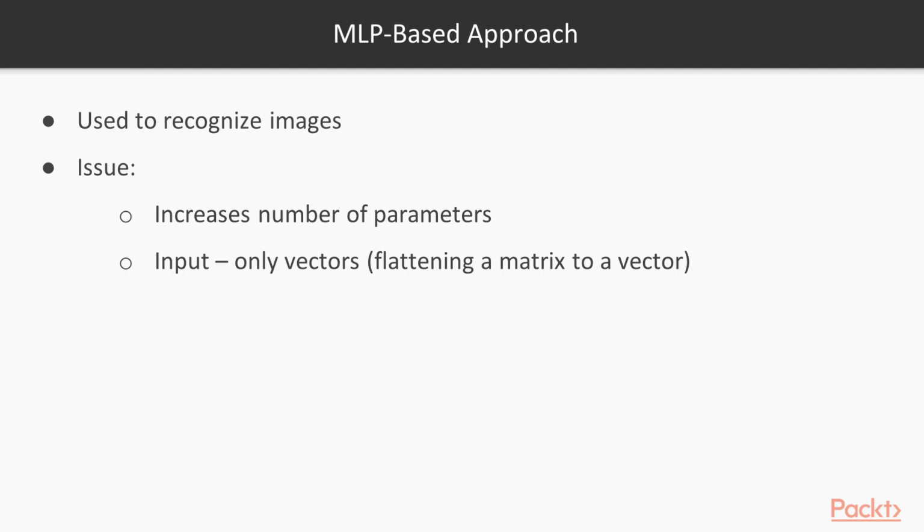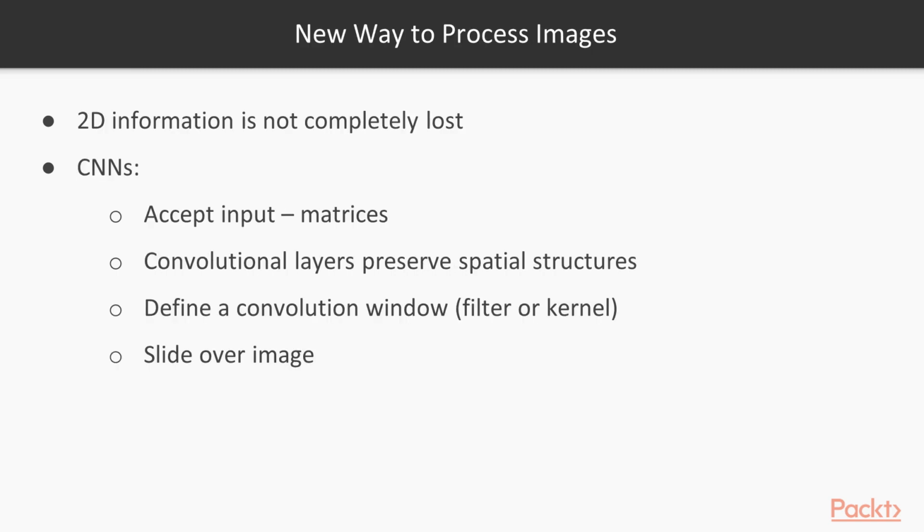In the previous section, we used an MLP-based approach to recognize images. Let's look at 2 issues with that approach. It increases the number of parameters. It only accepts vectors as input, that is, flattening a matrix to a vector. This means we must find a new way to process images in which 2D information is not completely lost. CNNs address this issue. Furthermore, CNNs accept matrices as input. Convolutional layers preserve spatial structures.